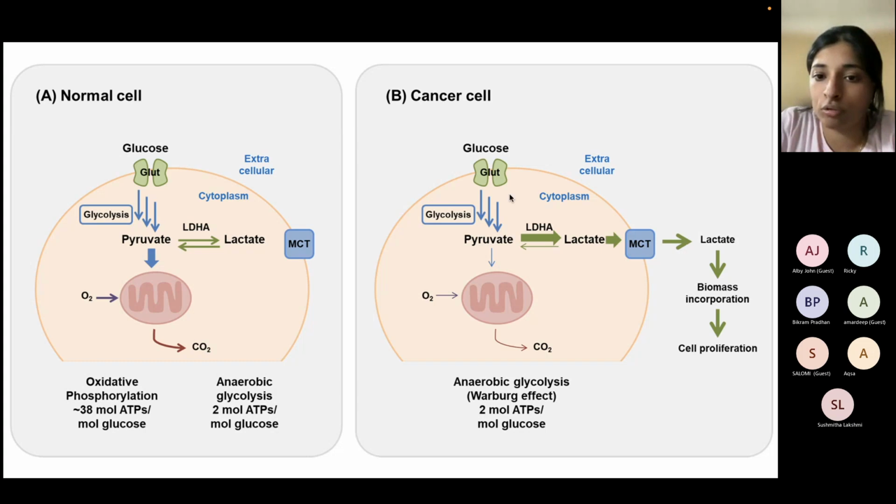One, there is a greater amount of glucose being transported into the cell and glycolysis happening, a greater amount of pyruvate being formed, but very low amount of pyruvate enters aerobic respiration. Most of it is converted into lactate, and 2 molecules of ATP per glucose molecule are generated, and ultimately this lactate is used as a source of carbon for biomass, for synthesis of essential proteins that will help sustain the cellular proliferation that is seen in cancer cells.